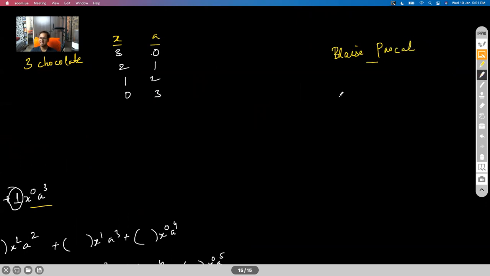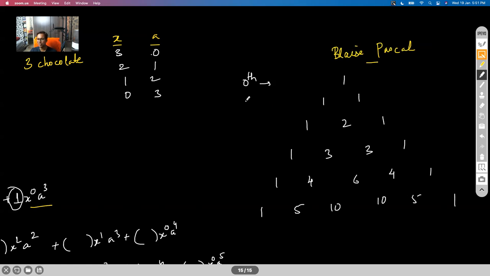He came up with a very interesting triangle, and the triangle was something like this. It was made by a very interesting mechanism. It starts with a one and ends with a one. Let's say I call this the zeroth row. There's a reason why I'm calling it the zeroth row, not the first row. All the rows that we are seeing here start and end with a one, except the zeroth row. And every intermediate number is obtained by adding the top two.